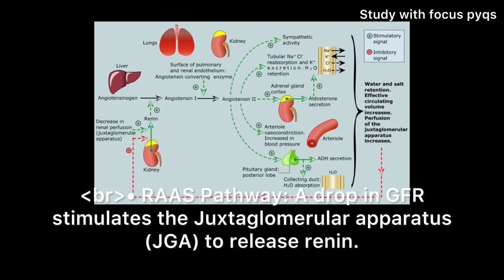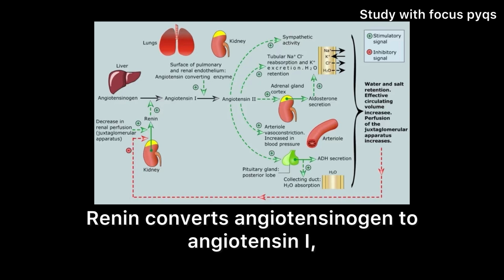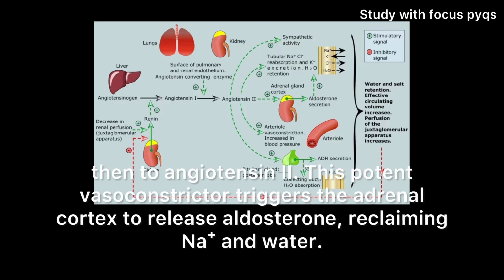The RAAS pathway. A drop in GFR stimulates the juxtaglomerular apparatus, JGA, to release renin. Renin converts angiotensinogen to angiotensin I, then to angiotensin II. This potent vasoconstrictor triggers the adrenal cortex to release aldosterone, reclaiming Na+ and water.